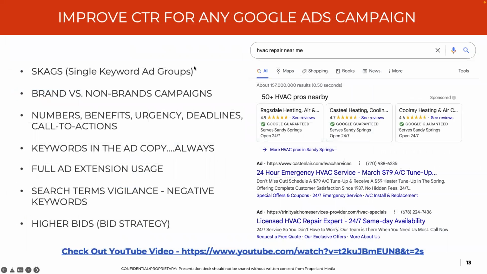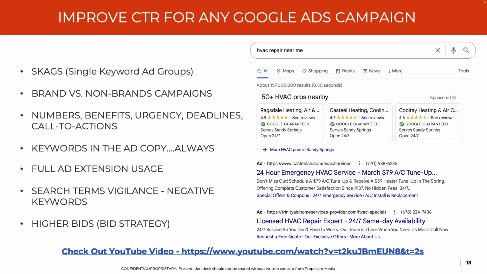Okay, improving the click-through rates for your Google Ads campaigns. We did a video on this one, but I wanted to give a little bit of a highlight to this one in particular. So I did a stylized example for HVAC repair near me. As I mentioned before, I'm a big believer in single keyword ad groups. Again, you can use themes when it's appropriate, that's okay. But single keyword ad groups really make a difference when we're trying to check performance, but also improve click-through rates across each individual ad group that's getting the most impressions and the most clicks.